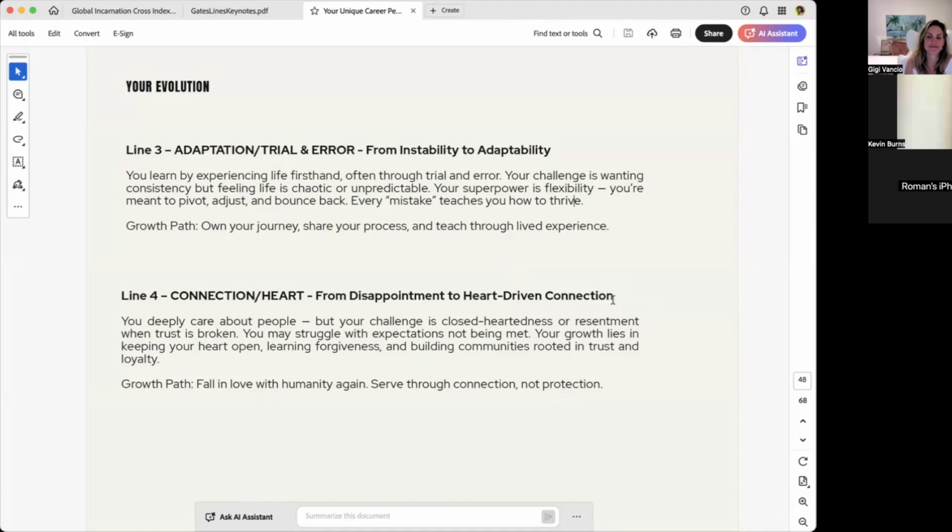Yeah, it sounds like what the planet might need right now. So that works. The planet needs some trust and loyalty. And then your growth path is to fall in love with humanity again, with some heart. Serve through connection, not protection.